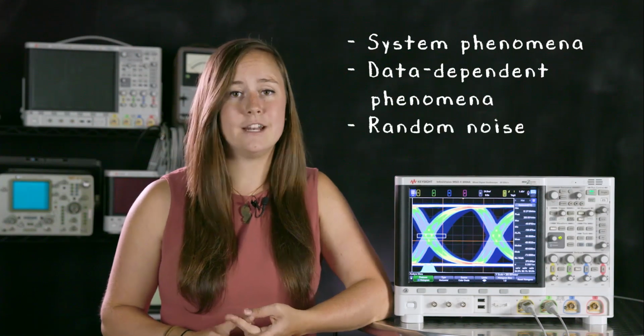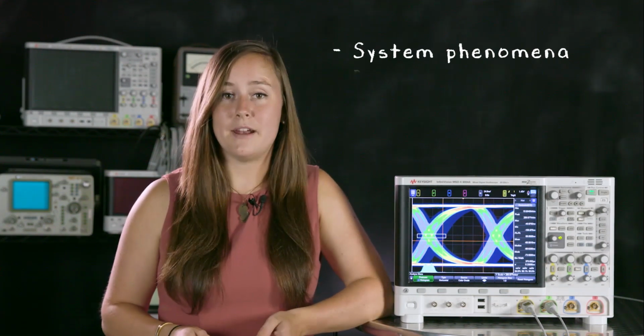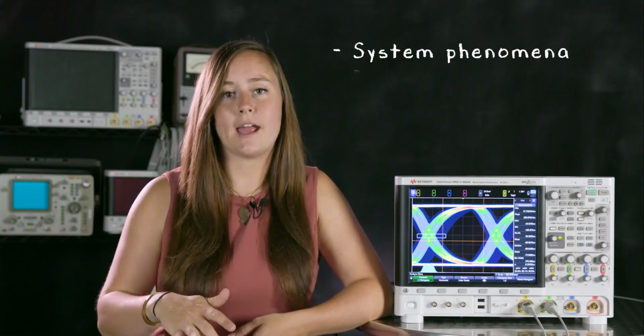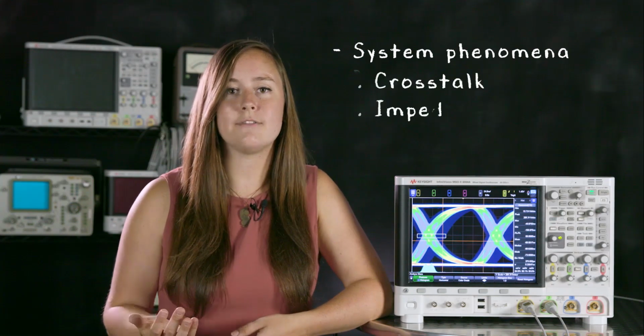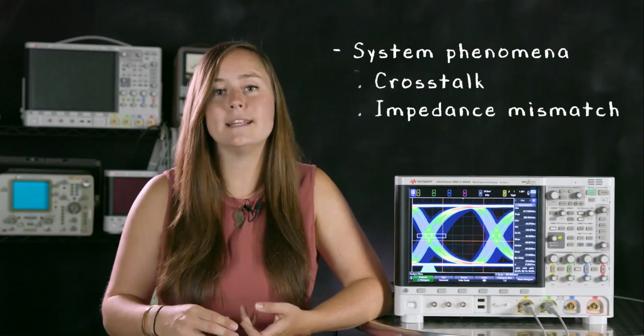Jitter can be caused by a lot of different things. There's system phenomena, there's data-dependent phenomena, and random noise. System phenomena is caused by things that are actually happening on your board. So it consists of things like crosstalk or impedance mismatching. Data-dependent phenomena can be things like intersymbol interference, or ISI, and duty cycle distortion. So these things can be caused by inconsistency in writing data.